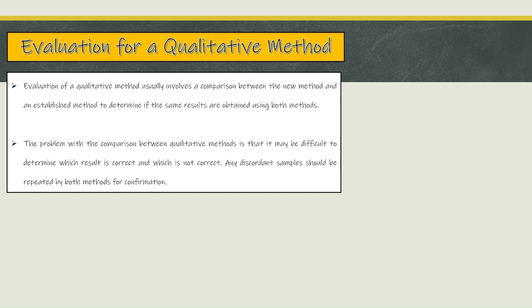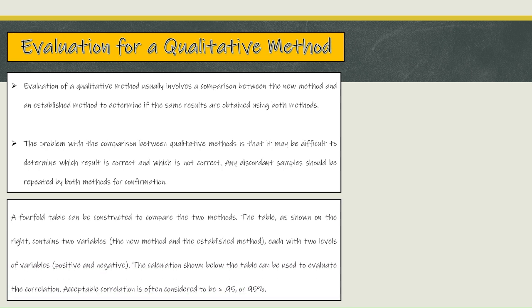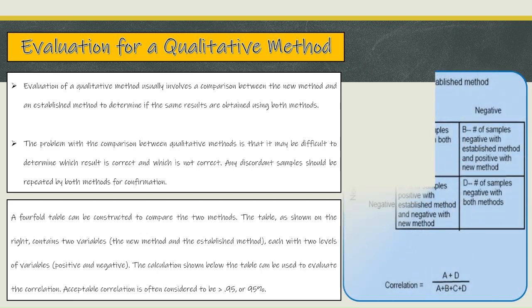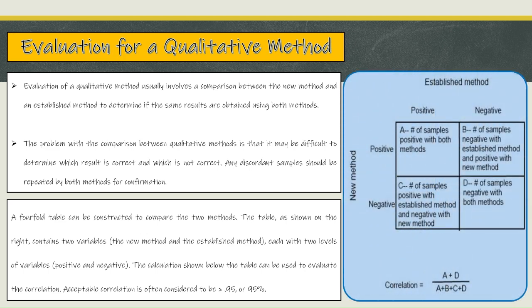The problem with the comparison between qualitative methods is that it may be difficult to determine which result is correct and which is not correct. Any discordant samples should be repeated by both methods for confirmation. A fourfold table can be constructed to compare the two methods. The table, as shown on the right, contains two variables, the new method and the established method, each with two levels of variables, positive and negative.